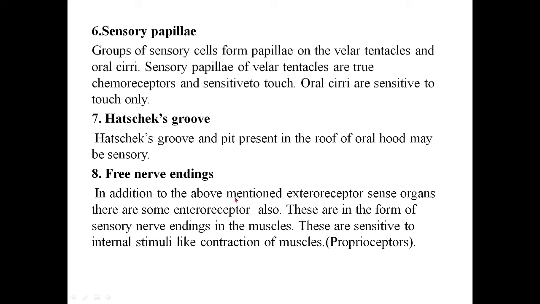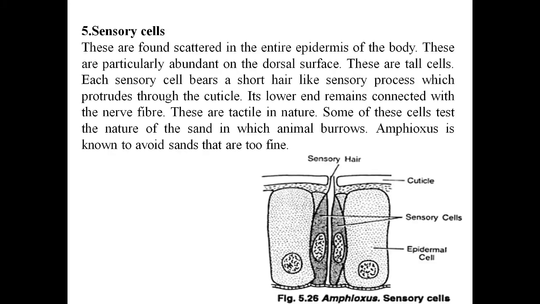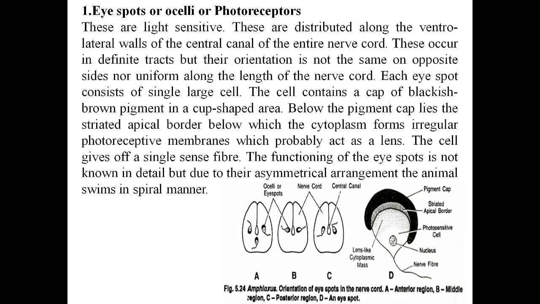In addition to the above-mentioned exteroreceptor sense organs, there are some interoceptors also, which are within the body. These are in the form of sensory nerve endings in the muscles, and these are sensitive to internal stimuli like contraction of the muscles, and they are called proprioceptors. So these are the eight sensory organs that we have discussed.